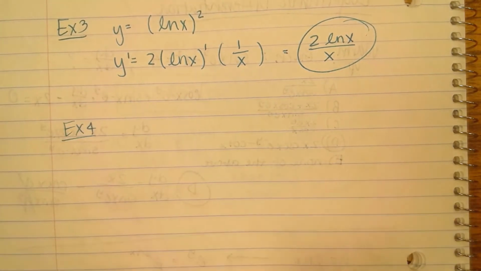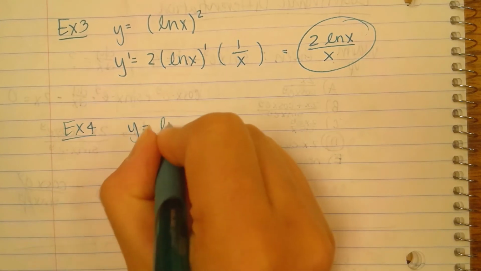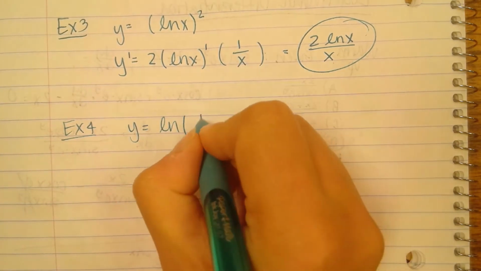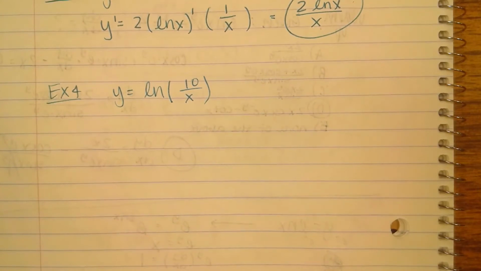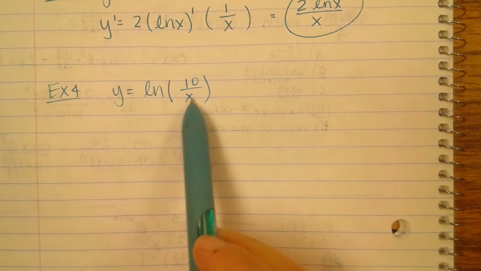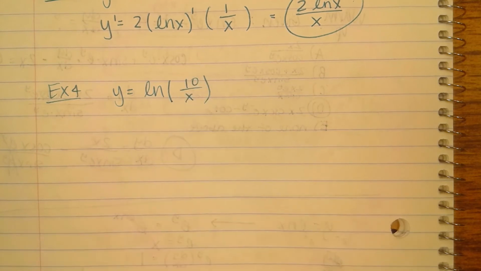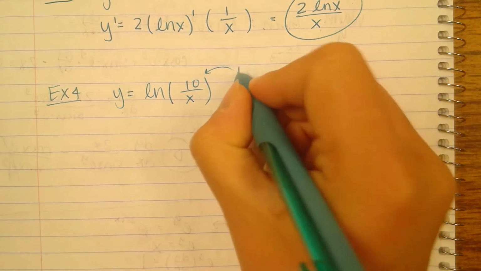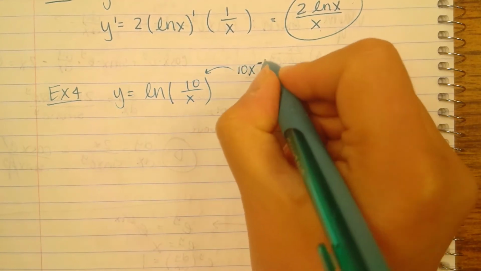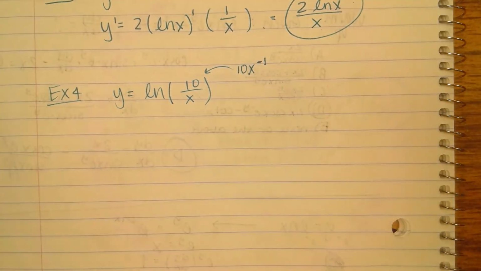Let's make it a teeny bit harder. So I am dealing with natural log, obviously. I also have some inner function here, 10 over x, so I'm going to end up using chain rule. I'm going to write this as 10x to the negative 1 as that inside function, just because I know I'm going to end up having to take the derivative of it, and it's a little bit easier to write it that way.